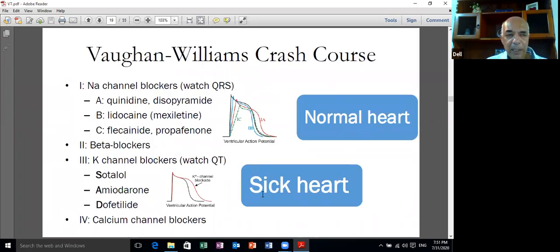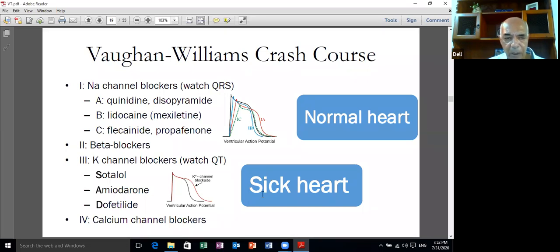If you inspect the time-honored classification of antiarrhythmic drugs, we actually have 2 essential groups. Group 1, which is the sodium channel blockers, delays phase 0, which is the depolarization phase. And as a result of that, it widens the QRS complex. It's used when there is no structural heart disease, normal hearts.